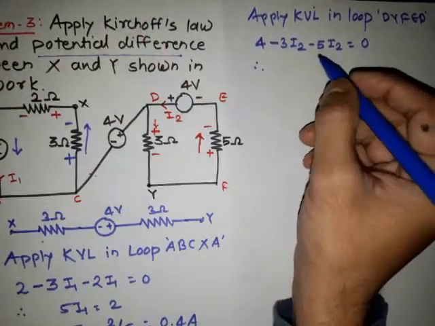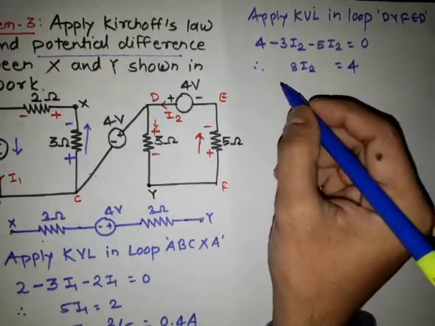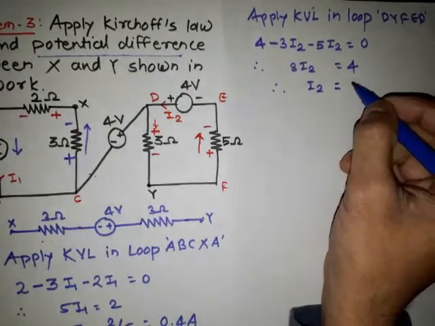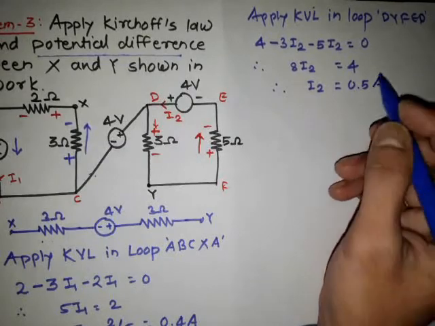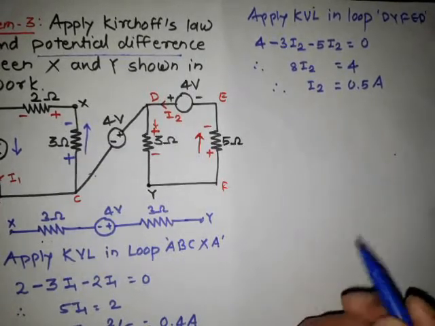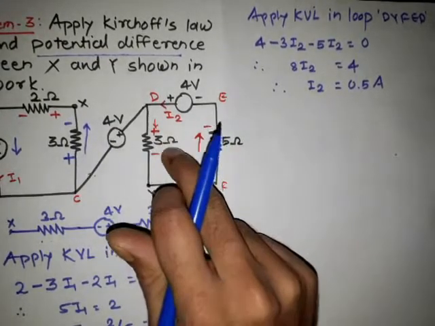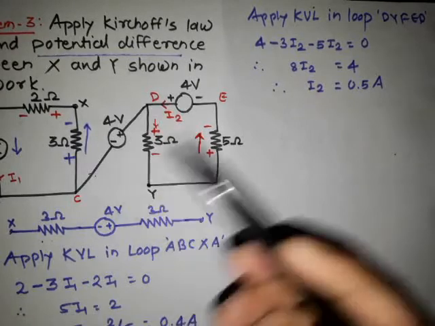So therefore 8 I2 is equal to 4. Therefore I2 is equal to 0.5 ampere. Okay, now we are putting these values, or we are finding the voltage across this 3 ohm resistor and this 3 ohm resistor. Simply like this.